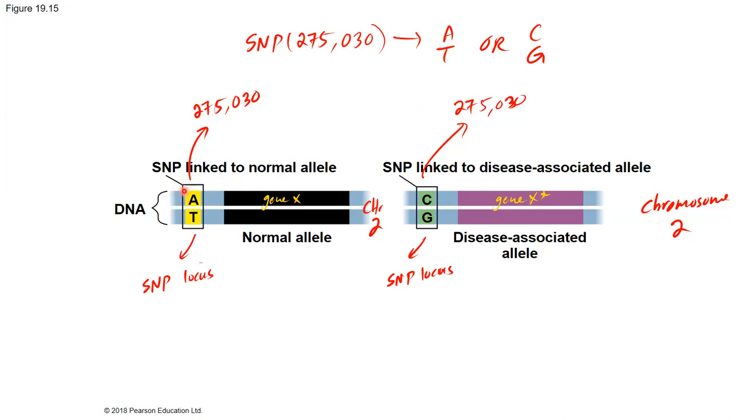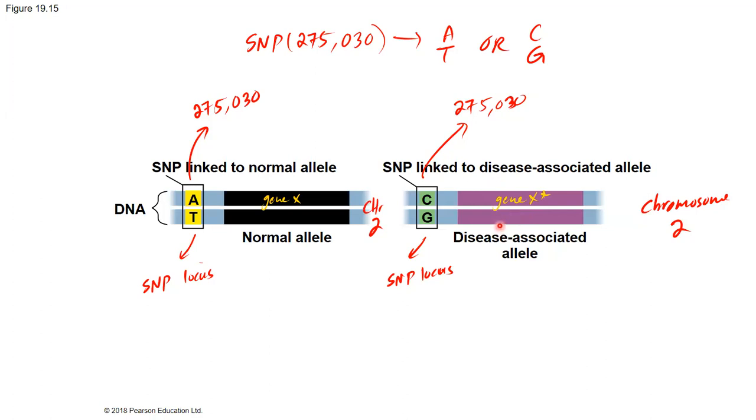But scientists found out that when an individual has AT at this locus, this individual will have a normal copy of the gene X allele. Individuals that have CG at this SNP location will have the disease allele of gene X. Notice that this SNP does not cause the disease. The disease allele of gene X causes the disease. So we say that this SNP is linked to a normal allele, the AT, and this SNP is linked to the disease allele.